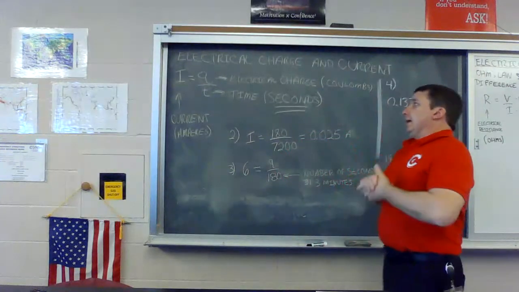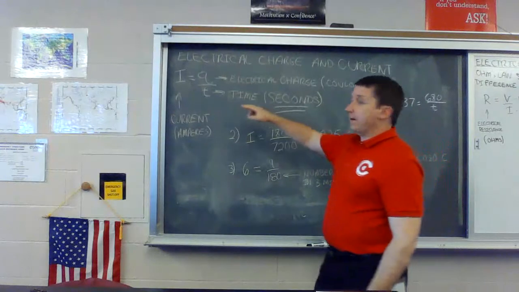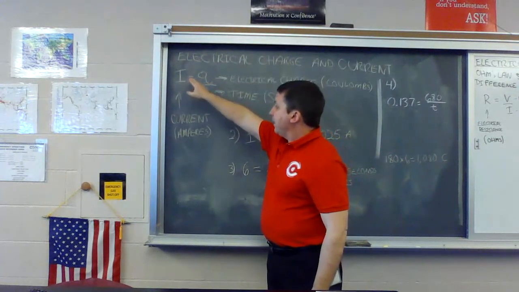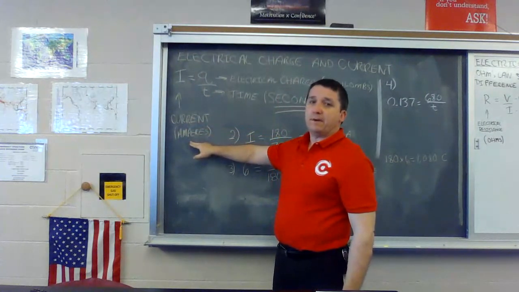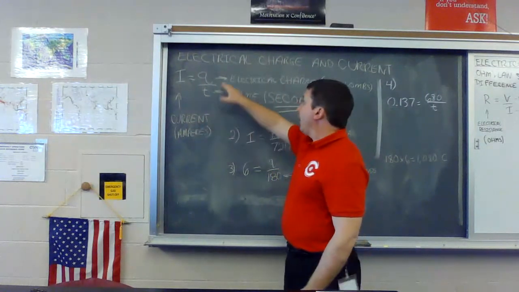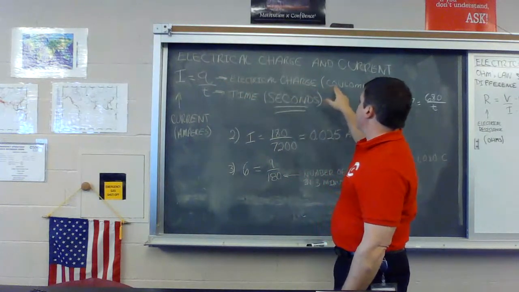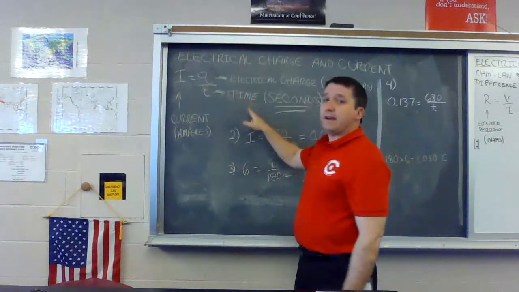But when we're talking about electrical charge and current, you've got this formula here, I equals Q divided by T, where I indicates current, and it's measured in units called amperes, or amps for short. Q is electrical charge, and electrical charge is measured in units called coulombs. And then T, of course, stands for time.